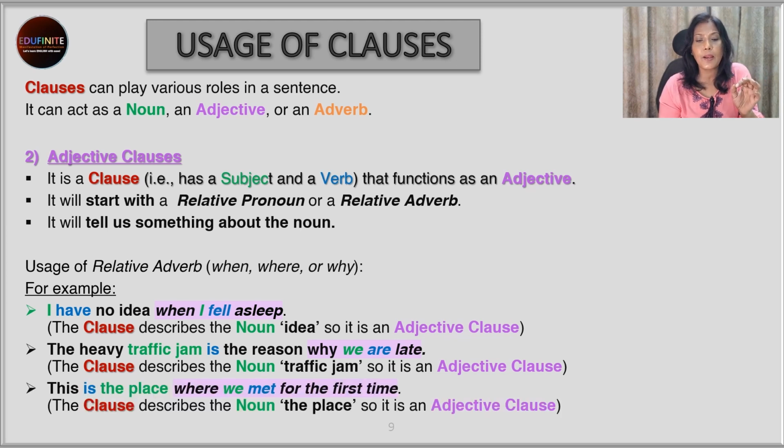Next, this is the place where we met for the first time. So, here, where we met for the first time, where did we meet? The place. So, it's again describing the noun, the place. So, for that reason, this is an adjective clause.